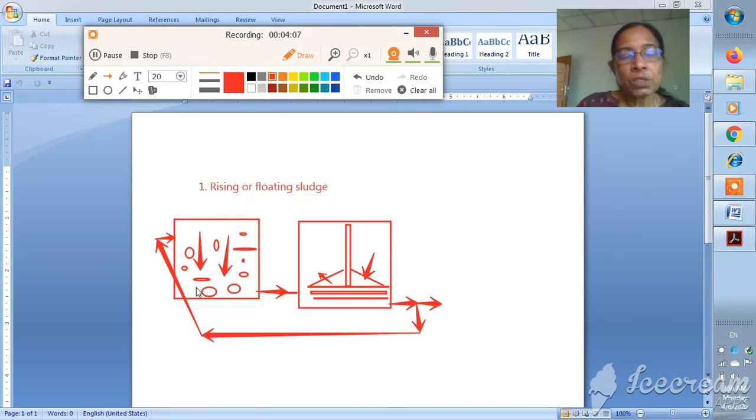In this aerator, due to the continuous aeration, the ammonia present in the aerator is oxidized to nitrite, and then it is oxidized to nitrate. This is happening by bacterial action, by the autotrophic nitrifying bacteria, and this process is called nitrification.